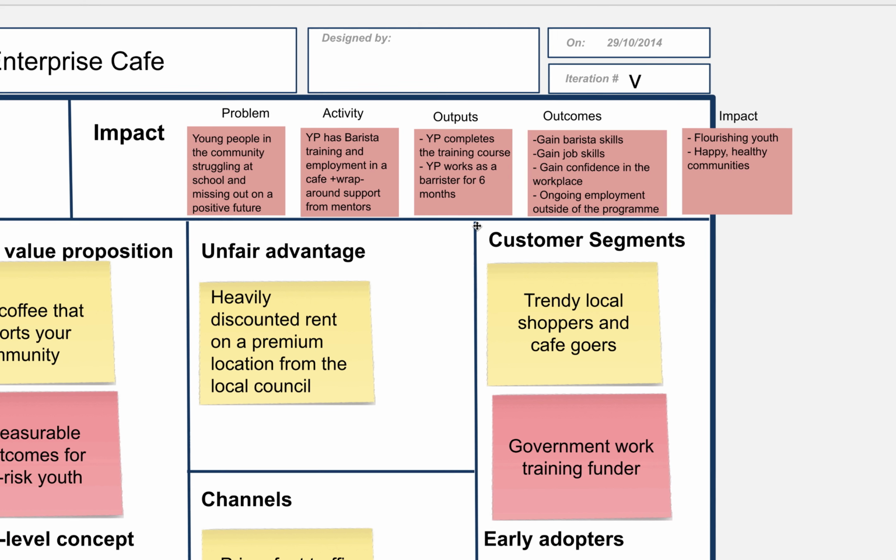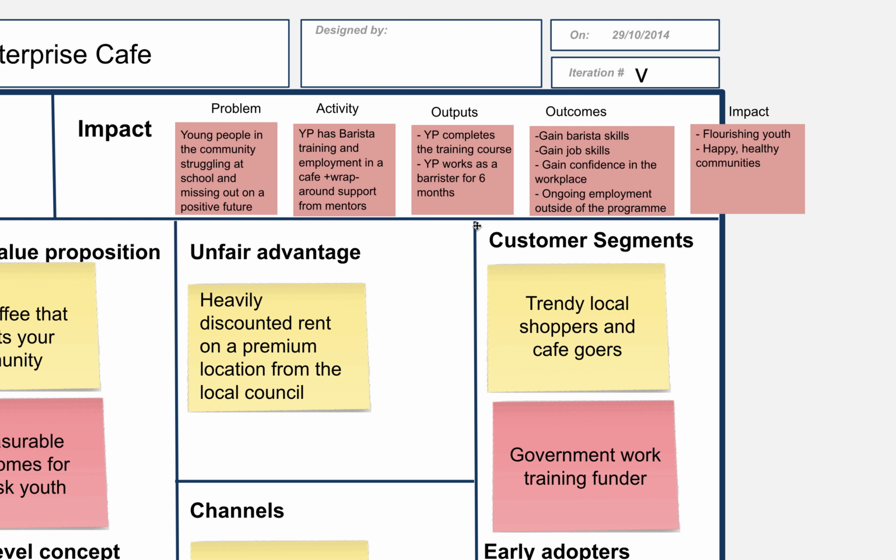This is a really simple version of an impact model. You can make these as complex as you like, but this we find useful as a bare bones. So the problem that we're solving: young people in the community struggling at school and missing out on a positive future. The activity, so what are we doing? What's going to happen as a result of what we're doing? A young person has barista training and employment in a cafe and wraparound support services from mentors.